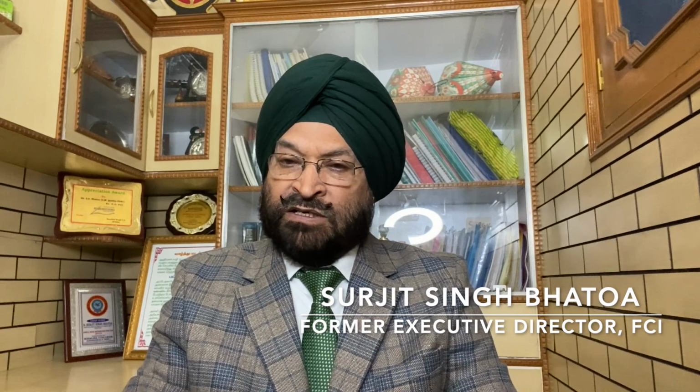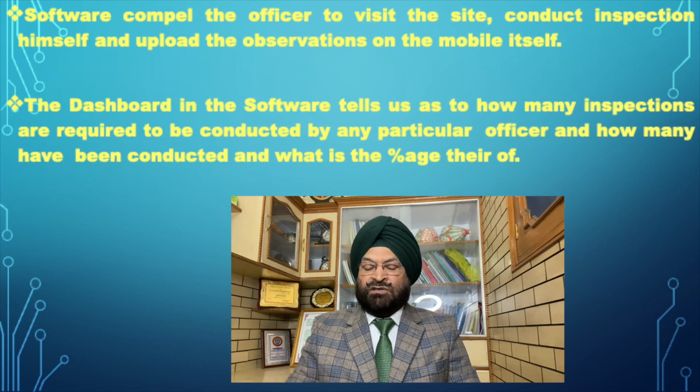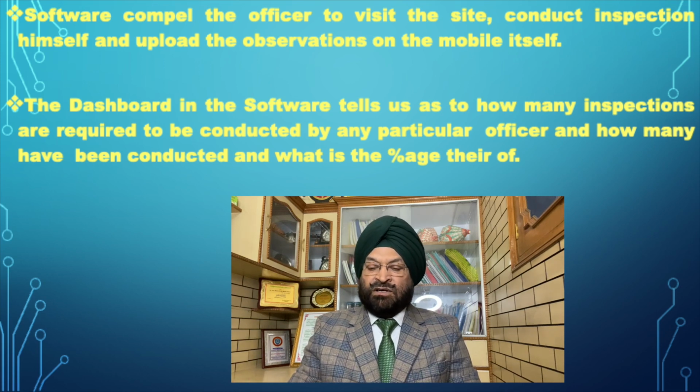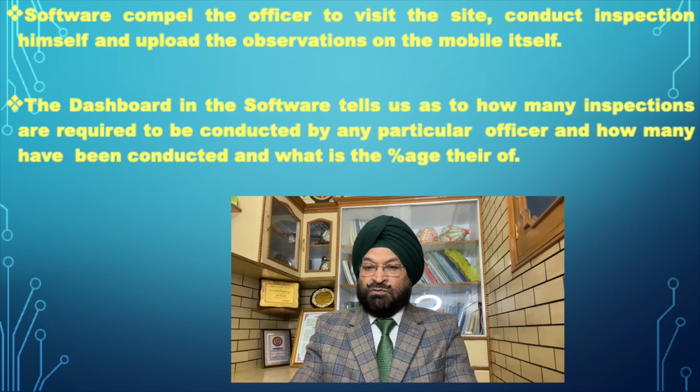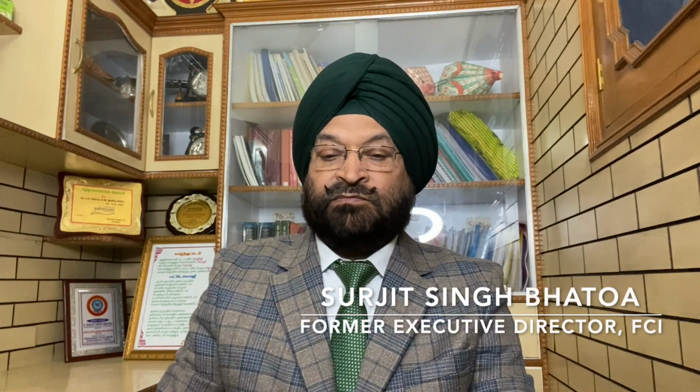Suppose he is successful in doing it, then the software at the headquarters will tell the distance between the site of the inspection and where the data was uploaded. So immediately he will be caught for a fictitious inspection. The dashboard in the software tells us how many inspections any officer has conducted, how many he was supposed to conduct, and what the deficiency is. And what is the percentage of the inspection, whether he is comfortable, whether he is doing it. So it can be monitored.